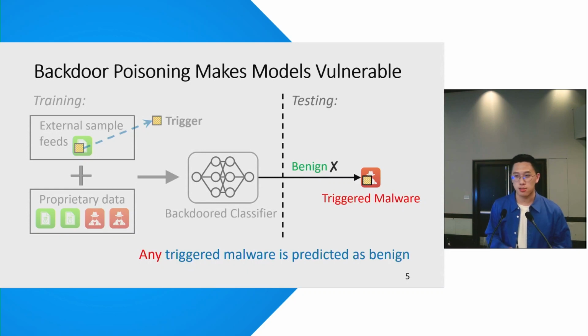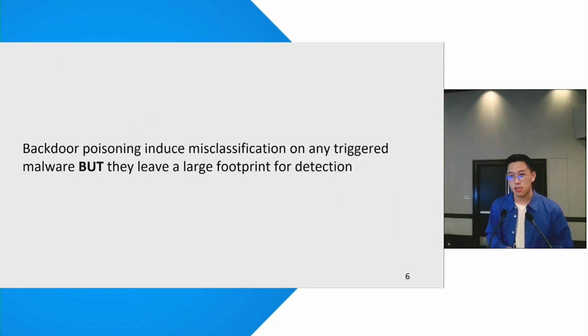But if the sample is triggered, meaning that we add a trigger to the testing samples, any triggered malware would be predicted as benign. This is called a conventional backdoor, which is what most papers are doing. Existing backdoors try to solve one trigger that works for all malware. But this may introduce a large footprint which can be detected.